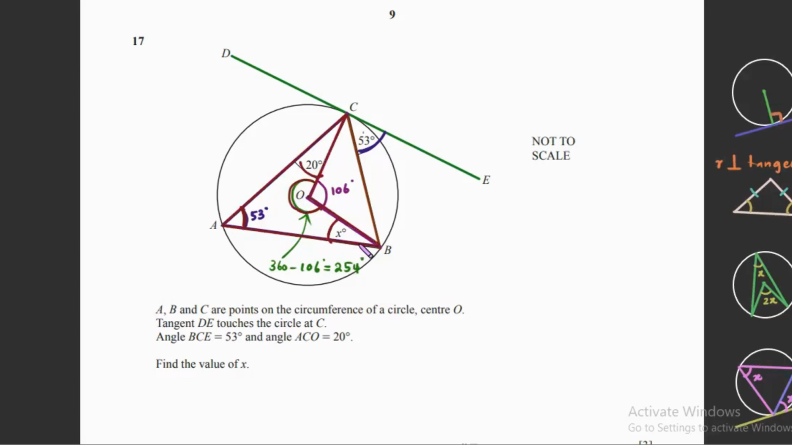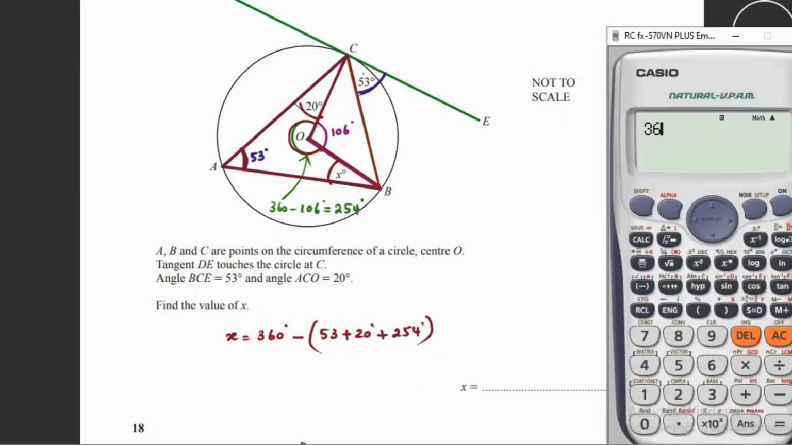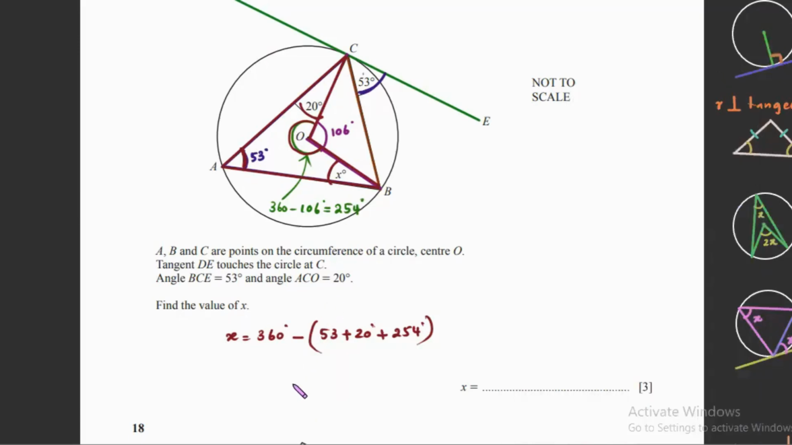So when we add all 4 angles in this quadrilateral, it should be equal to 360 degrees. Which means if I'm to find what x is, from 360 degrees, that is the angle sum of a quadrilateral, I need to deduct these 3 angles that we have, which is 53, 20, and 254. So from 360, when I deduct 53, 20, and 254, the answer that I end up getting is 33 degrees. This is the value of x. So x is equal to 33 degrees.